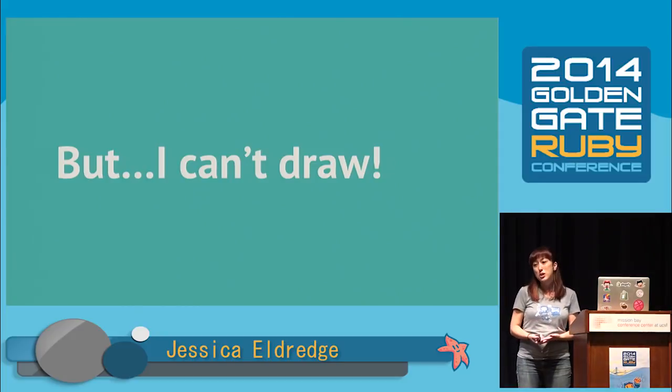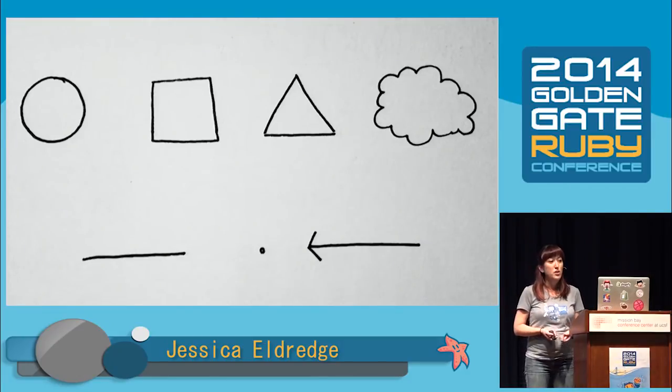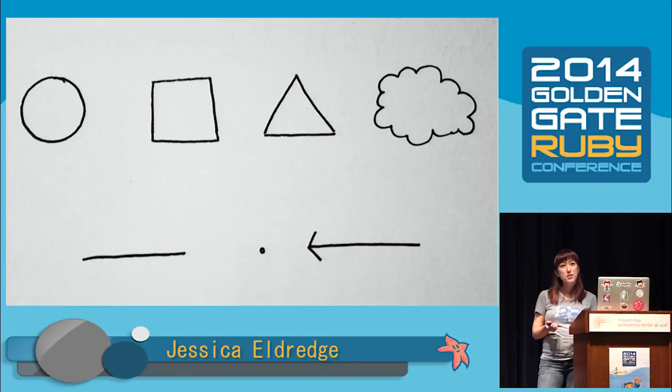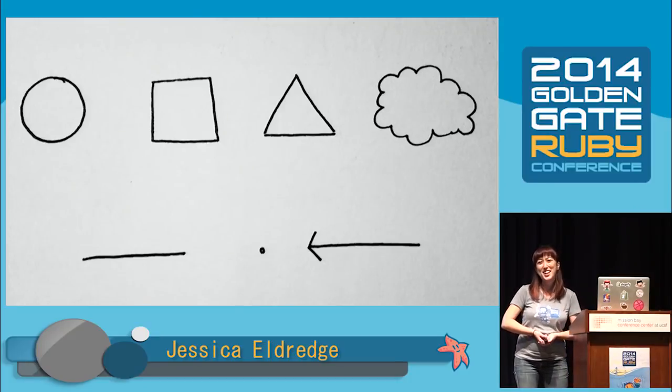When I first start encouraging people to take sketchnotes, this is the main argument I hear back. A lot of people say, "I don't know how to draw. I can't do that." I'm going to prove you wrong. These simple shapes that you see up on the slide: a circle, a square, a triangle, a cloud, a line, a dot, and an arrow. If you can draw any of these things, then you can sketchnote. If you can't draw any of these things, I am willing to help you practice. Come find me.